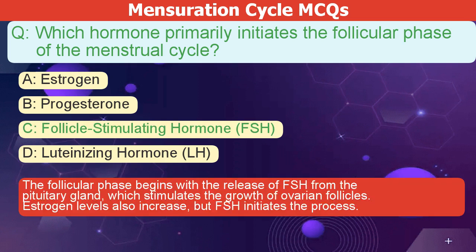The correct answer is C. The follicular phase begins with the release of FSH from the pituitary gland, which stimulates the growth of ovarian follicles. Estrogen levels also increase, but FSH initiates the process.